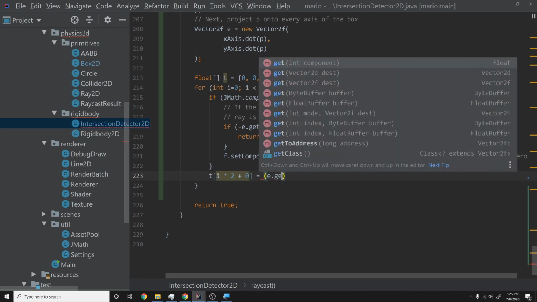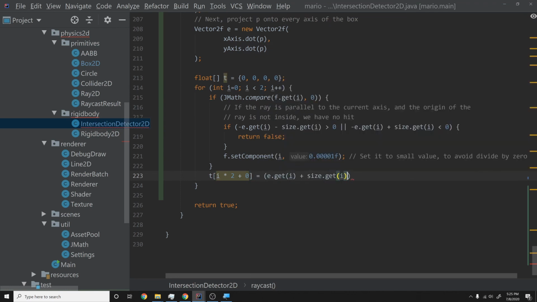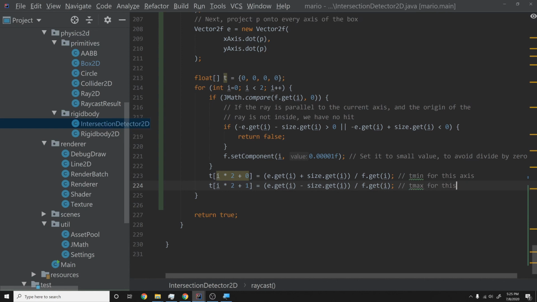Okay, and then what we're going to do is we're just going to say t[i times 2 plus 0] equals e.getI plus size.getI over f.getI. So t min for whichever axis we're on. So 0 would be x and 1 would be y for I. And then t[i times 2 plus 1] equals e.getI minus size.getI over f.getI. And this is t max for this axis. And actually, I think that's backwards. I think this is t max because we're adding here. So this is t max, this is t min. Okay, and this is half size, not full size, half size.